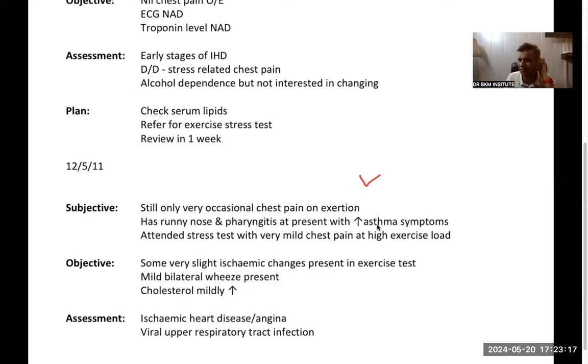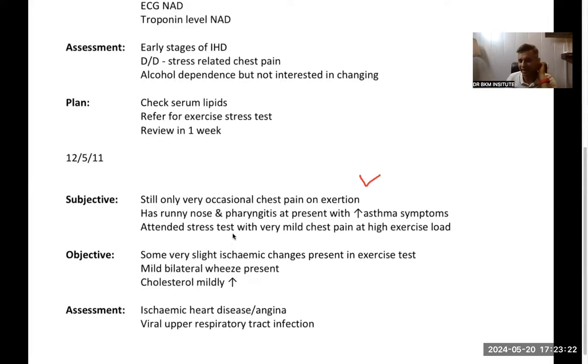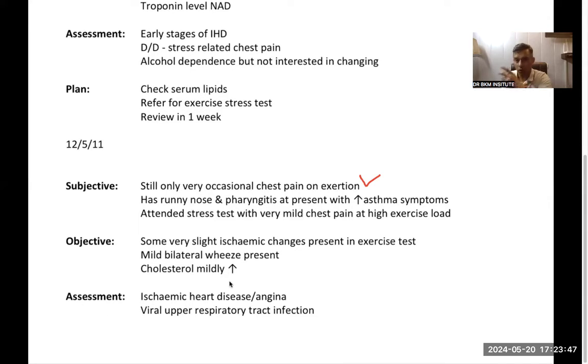Runny nose, pharyngitis with increased asthma symptoms. So he has some kind of infection as well. Stress test with mild chest pain at high exercise load. Some very slight ischemic changes were present in the exercise test. So nothing special. Mild bilateral wheeze was present. Cholesterol was a little higher. So not a big deal. He was having some kind of problems. Then ischemic heart disease. So the patient was assessed with.